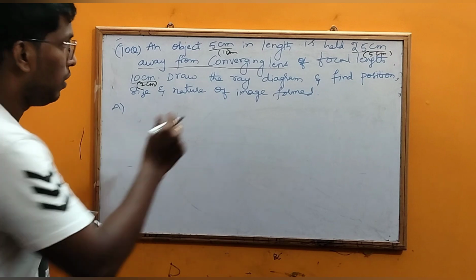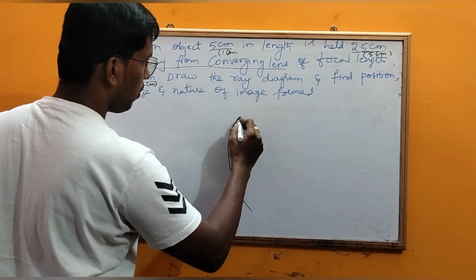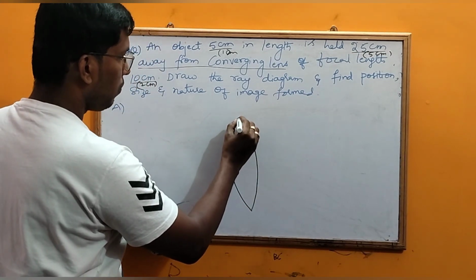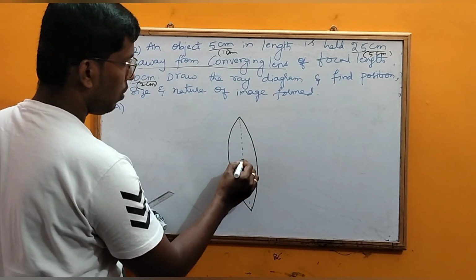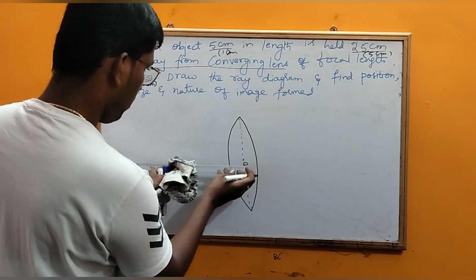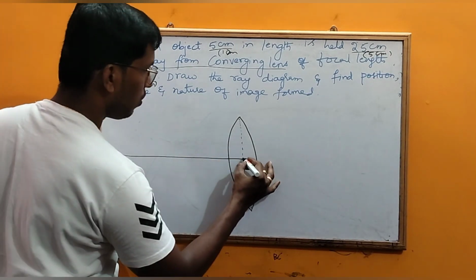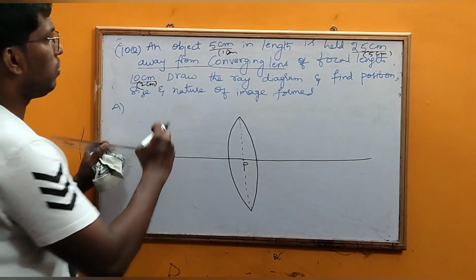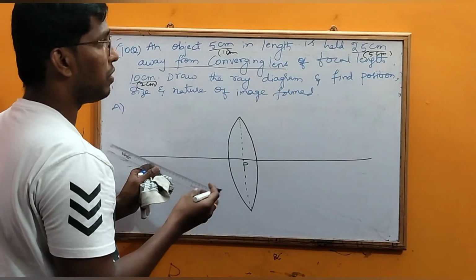Okay, so let me draw the lens. Converging lens, convex lens. Optic center, and I'll draw the principal axis. Okay, so here you need to take measurements also. So what is the object? 5 centimeter height, and how much distance? 25. So 25, what I did, I have considered as 5 centimeter.